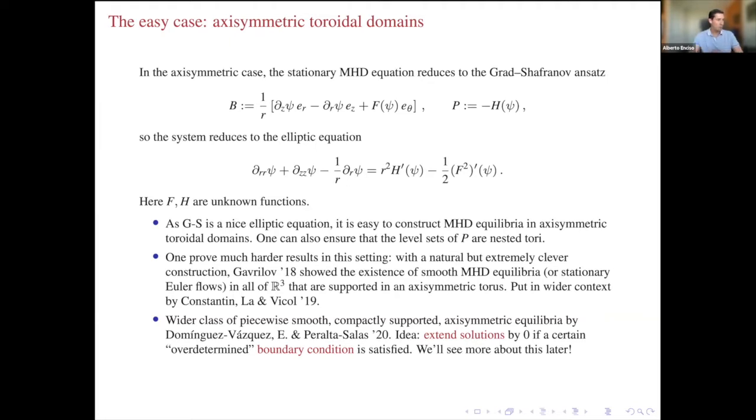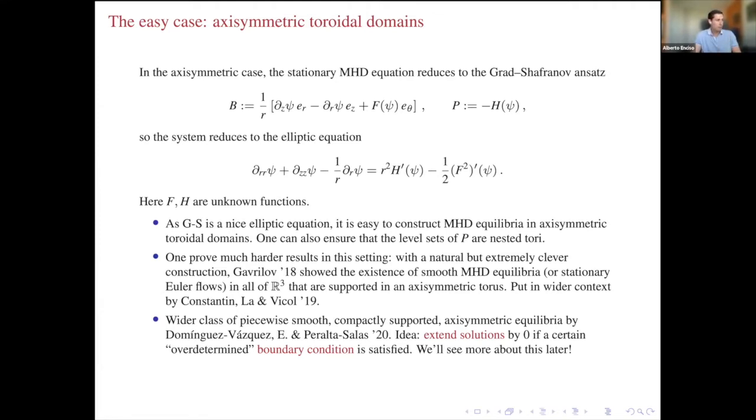These solutions were put in a broader perspective and analyzed further in a very nice paper by Konstantin Landwickel, which is much easier to read and which I certainly recommend. These solutions are the very best you can construct. They're smooth. A wider but less regular class of compactly supported solutions, also with axial symmetry, was constructed in a later paper with Miguel Domínguez Vázquez, Daniel Peralta, and myself. I'd like to mention that because the idea of that construction is going to be useful here.